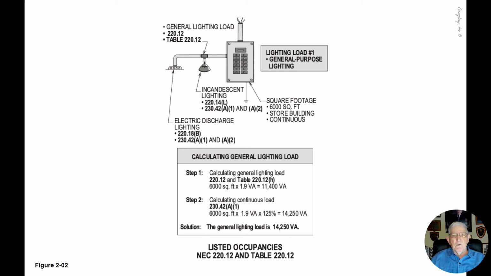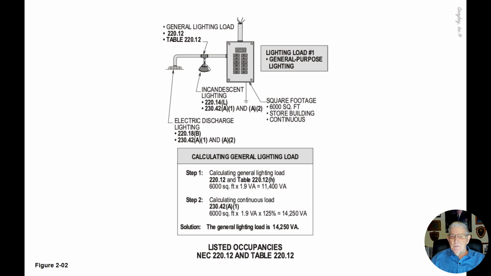So when we review the boxed-in information calculating the general lighting load, we first would see, is it a listed occupancy? And we find that it is. But we notice below the table, in H, it says that this is a retail occupancy now, a store building. It's considered a retail occupancy. So we would refer to the table, and we would pick up 1.9 VA times 6,000 square foot area would give us a total of 11,400 VA.